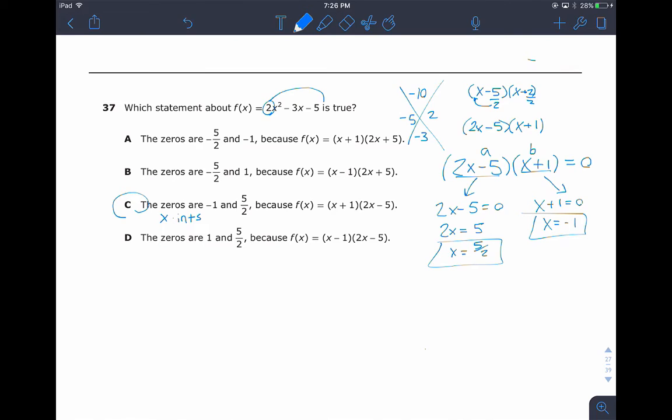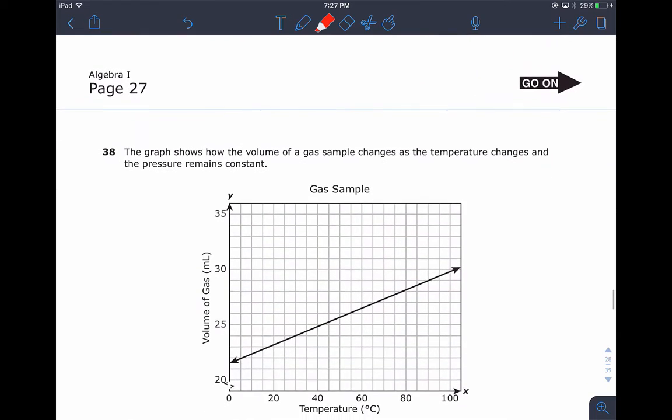Another way you could do that is use Desmos, right? Use Desmos, graph that thing, check the x-intercepts, and since there aren't any that actually repeat, then this one should work out there. So that one's rather straightforward.